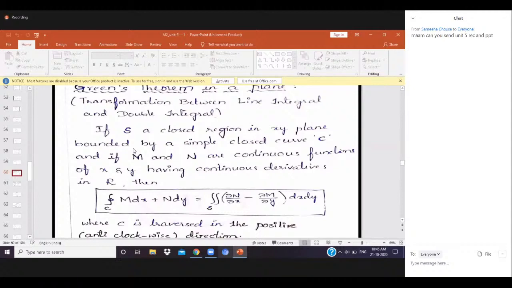The positive direction is always taken as the anti-clockwise direction. Anti-clockwise is taken as the positive direction. Okay, this is Green's theorem. Here the transformation is going on: the line integral is changing into a double integral. Okay, the double integral is converted into a line integral in this Green's theorem.